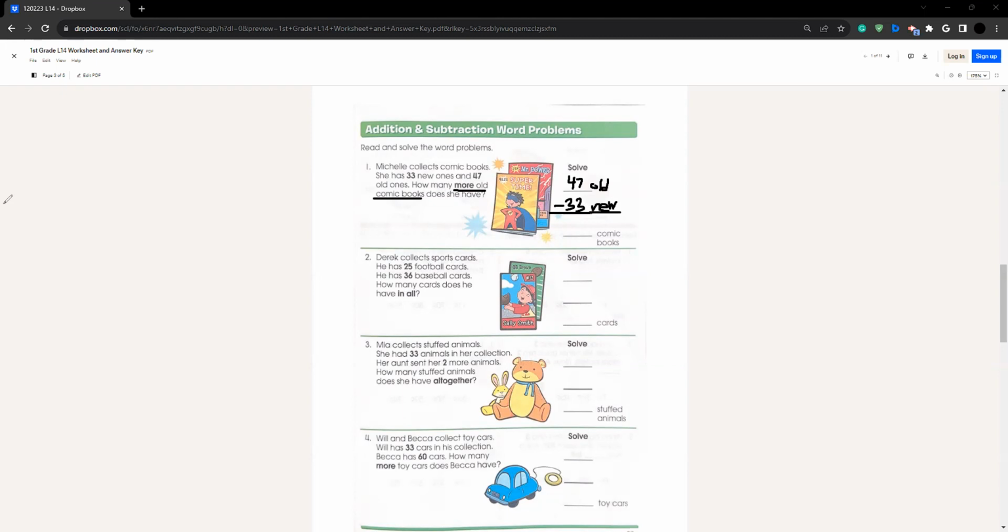We'll split it. That's a different color. So we first need to do the ones place. So 7, let's only look at the 7 minus 3. 7 minus 3 is 4. Easy. And now we look at the tens place. That's 4 minus 3. So 4 minus 3 is 1. And our answer is 14. 14 comic books.